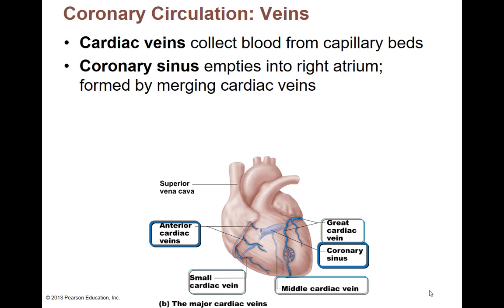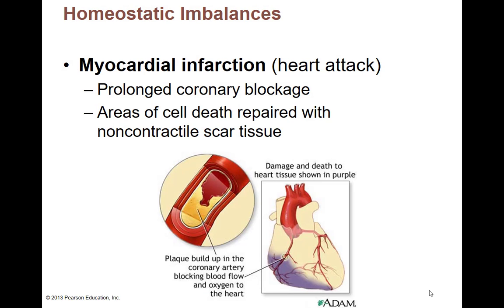Same thing, we've got veins. We've got all of those cardiac veins all around the heart. They eventually all join together and dump into that right atrium, along with the superior vena cava and inferior vena cava. It's got the coronary sinus, where all the cardiac veins are dumping into the right atrium.